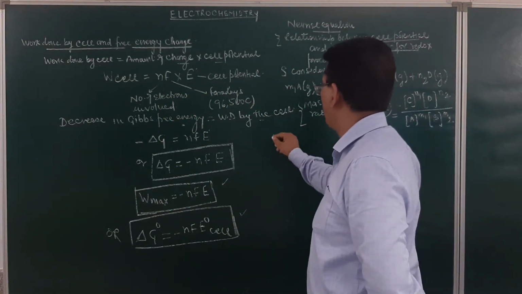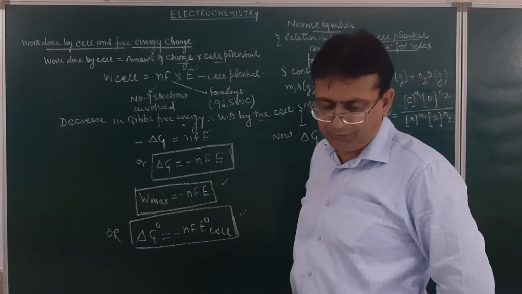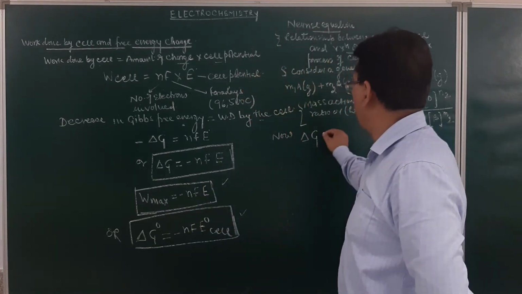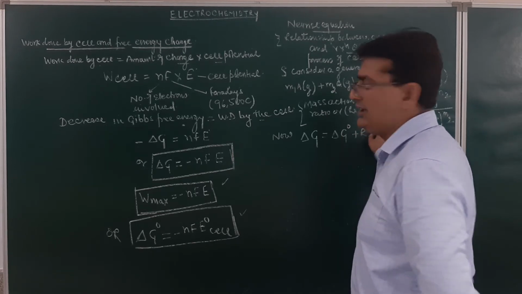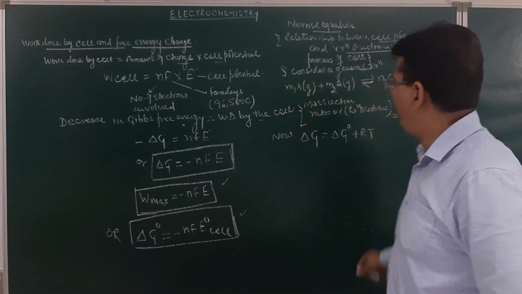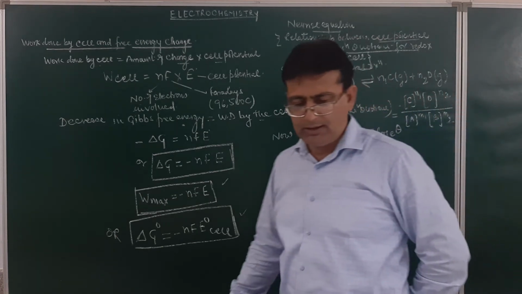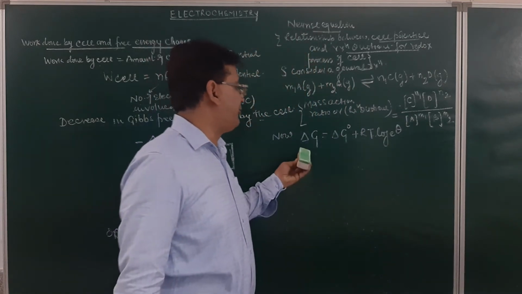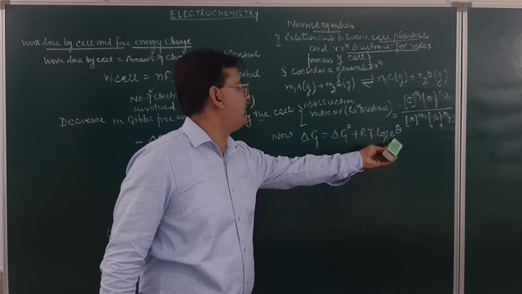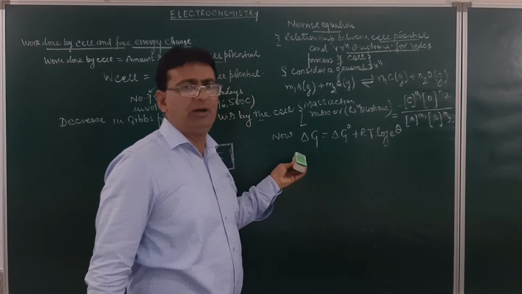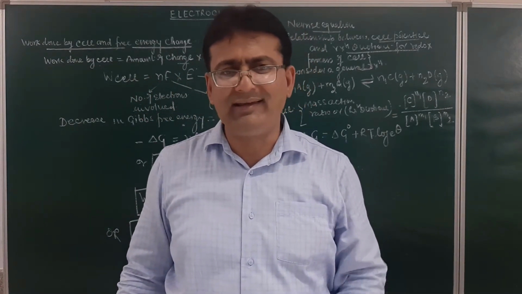Now, the relationship, just see this one: delta G, that is the Gibbs free energy, will be equal to delta G naught plus RT log base e of the reaction quotient Q. Is it clear? So the decrease in the free energy is related to the concentration quotient or mass action ratio by the relationship delta G equals delta G naught plus RT log base e of Q.